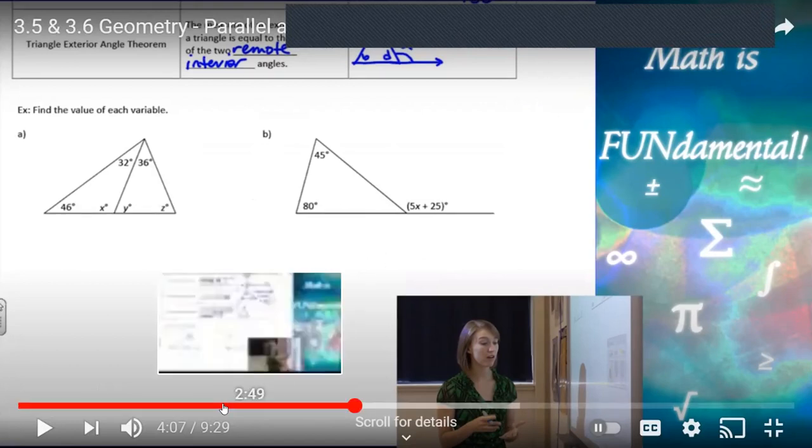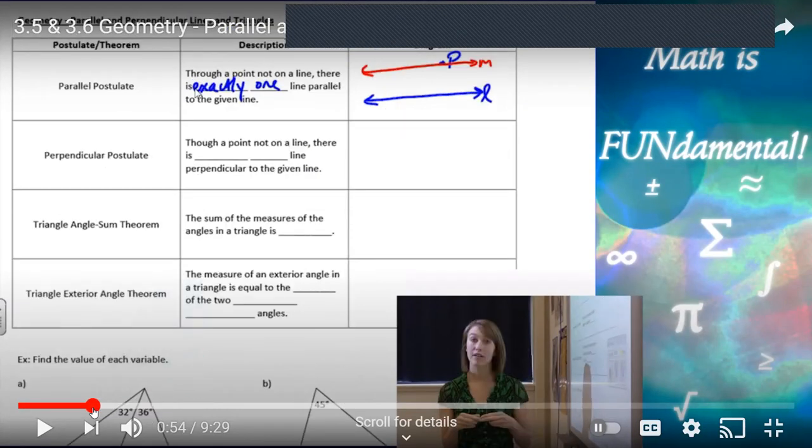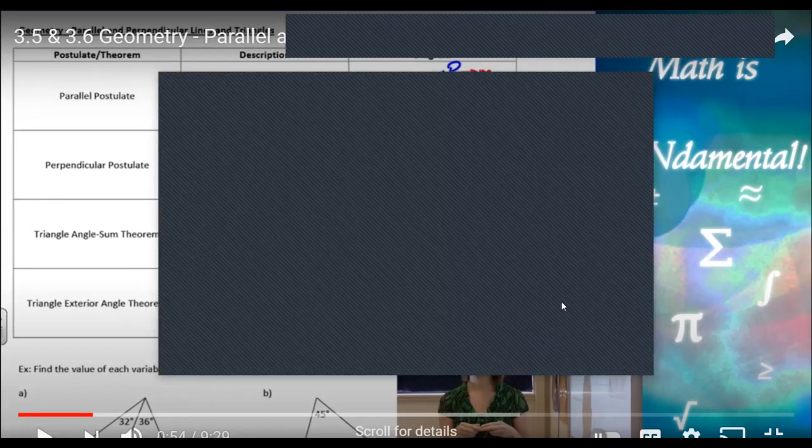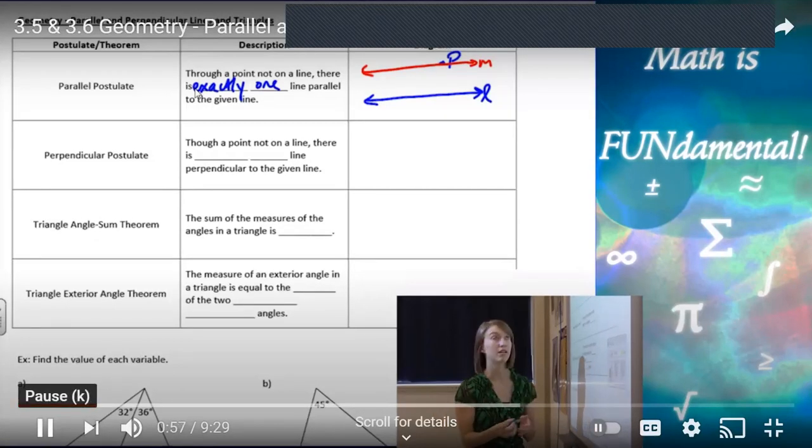No. Yeah, so we have how many? 1, 2, 3, 4, right? 2 postulates and 2 theorems. Okay. So you can also use, let me share with you. Yeah, you want to use GeoGebra, you can try.